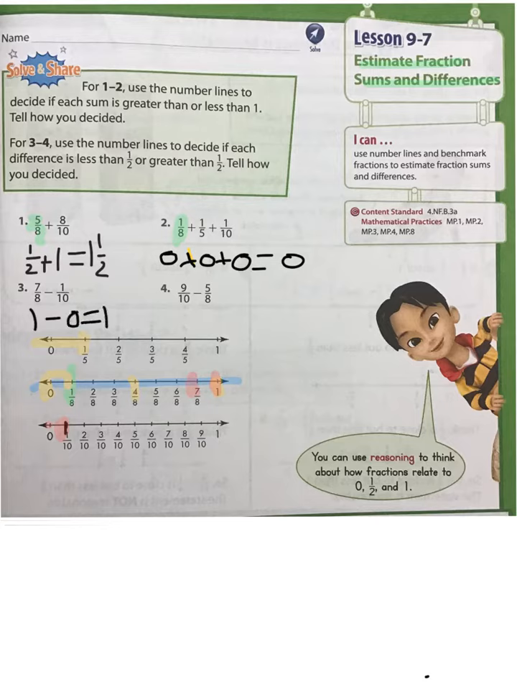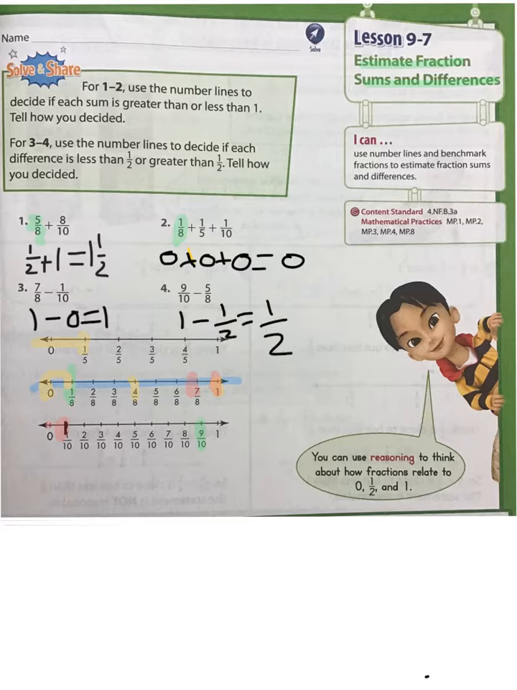Looking at number 4, I'm going to look at my tenths number line, and I'm going to highlight in green for you. I have 9/10. Well, knowing what I know about tenths, 10/10 is a whole. 5/10 would be a half. So 9/10 is going to be closer to 1 whole than to 1 half. So we have 1 minus 5/8. Well, I know 4/8 is a half, so 5/8 is going to be closest to half. So we have 1 minus a half is just going to equal 1/2.